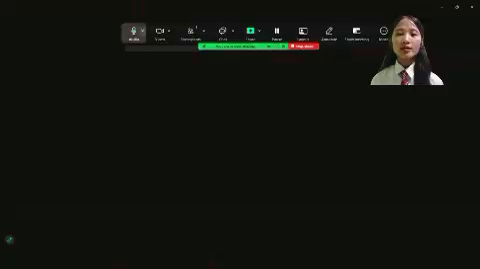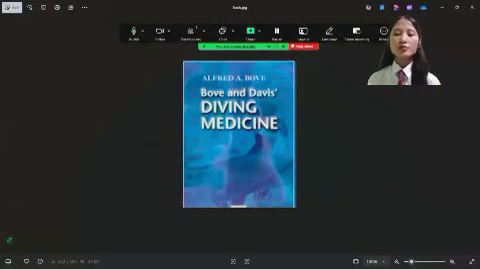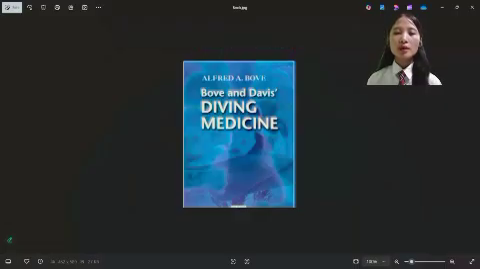Here on the screen, I'm sharing a book, Bowie and Davis Divine Medicine. This book talks about pulmonary disorders, in which there is a lot of other things like pneumothorax and also asthma, COPD, hypertension, etc. We know that COPD and other diseases are related to the lungs and the respiratory system. Asthma is when there is a problem in your respiratory system or breathing, like that we have COPD, and we have hypertension, that is high blood pressure in your arteries or in your lungs.